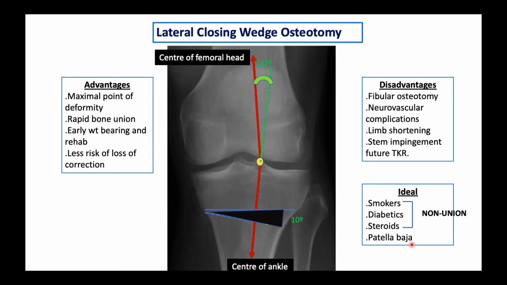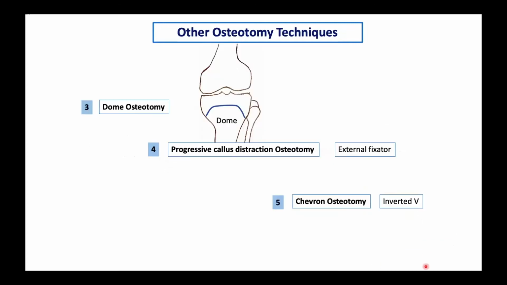And in case of patella baja, this is better. This can address the patella baja as well, because this is going to take the patella upwards, as it makes the patellar tendon slightly lax. So the quadriceps is going to pull the patella upwards. So these are the ideal candidates for the lateral closing one.